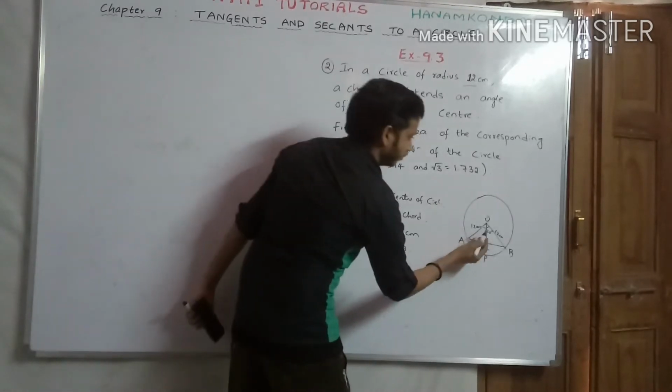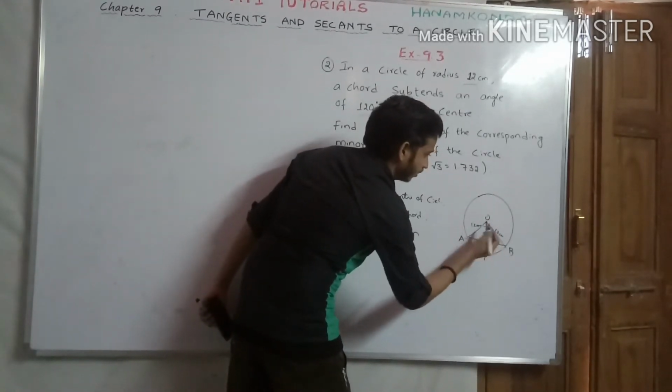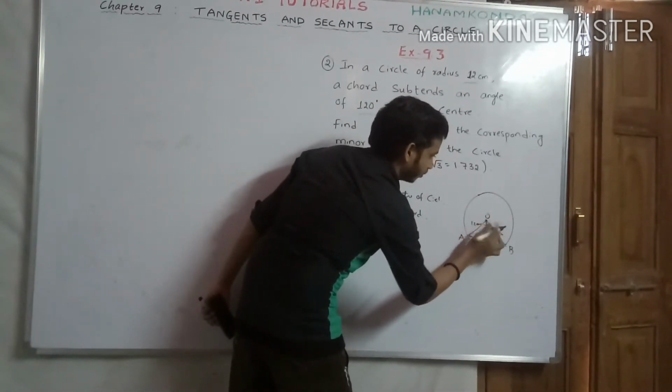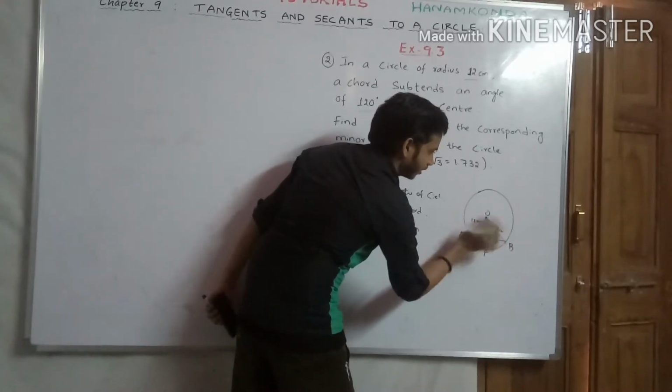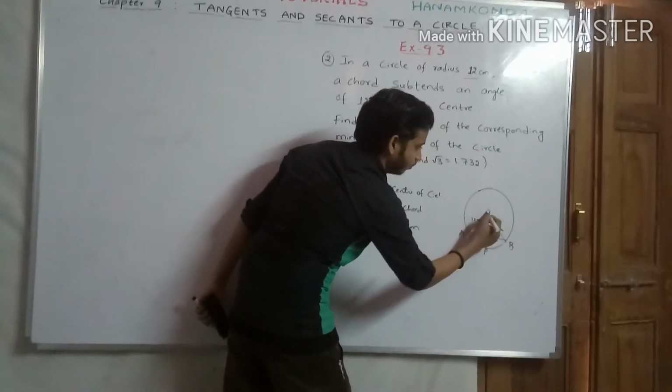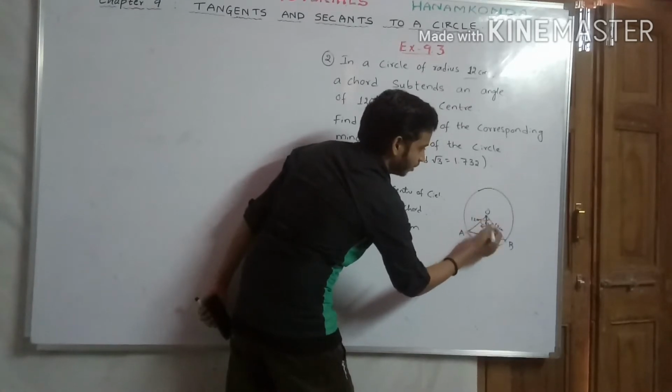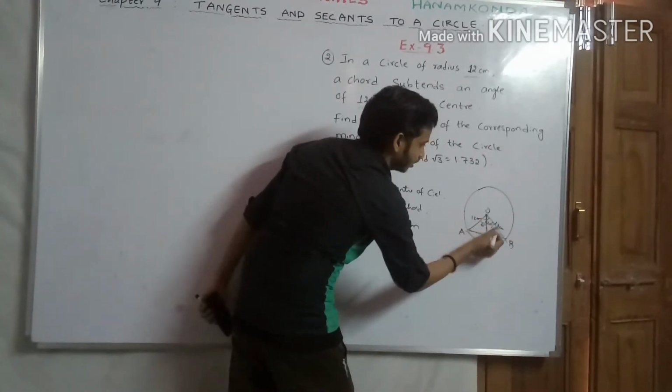Now this OC bisects the angle into two equal halves. That means 120 degrees is bisected into two equal halves. So angle AOC is 60 degrees, and similarly angle BOC is also 60 degrees.